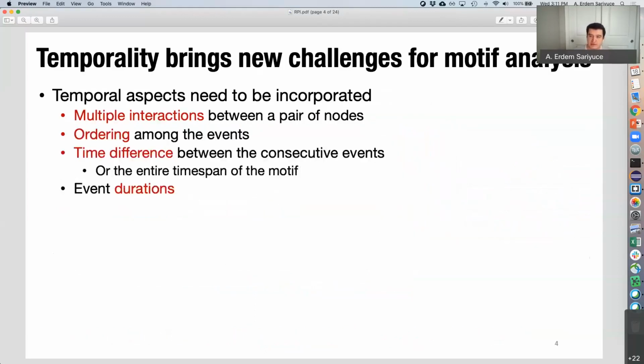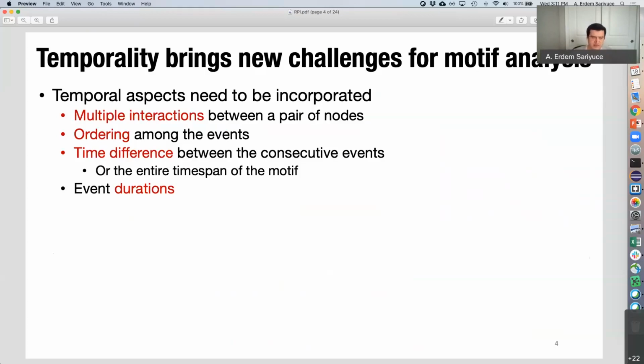So there are a lot of challenges temporality brings for motif analysis, and one of the things that you need to consider is there are multiple things. I just listed a few here, and I will try to make better sense of that during this talk. But you need to, for instance, consider the multiple interactions between a pair of nodes. Most of the studies in network science and graph mining are done for simple networks, undirected, unweighted, where a pair of nodes can be connected just once. You don't allow multiple edges.